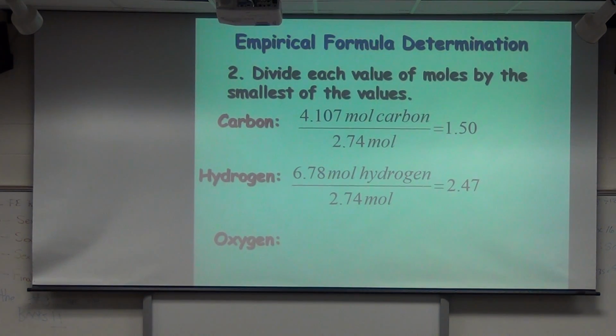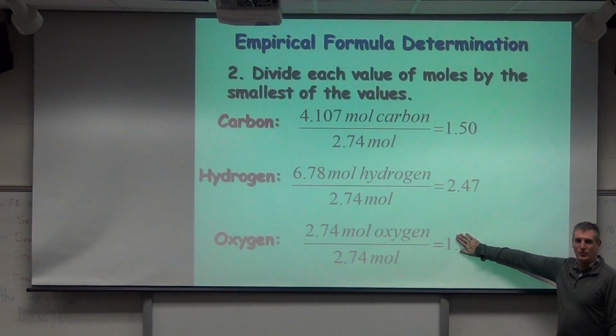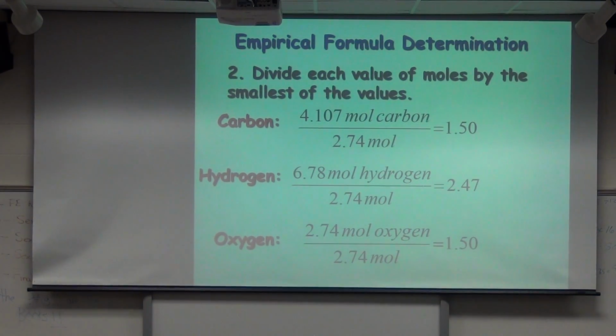If it was 2.4 or 2.41, then I think I should go back and double check my calculations, or at least try it again with more digits. But if it's 2.49, 2.47, that's pretty much 2.5. And then finally, 2.74 divided by 2.74 is not 1.5, it's 1. So don't write 1.5, it's 1. Promise. Not 1.5, just 1.